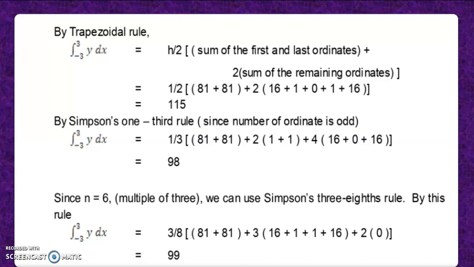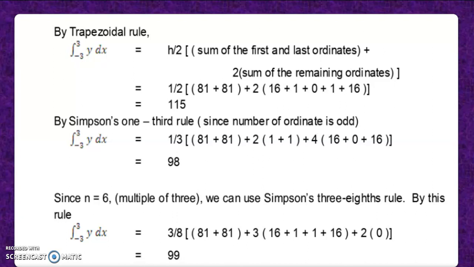Now by Simpson's 1/3 rule, here we have taken n as an even number. Since n is even, meaning the number of subintervals is even, automatically the number of ordinates will be odd. The y values in the table are odd in number. So integration from minus 3 to 3 y dx is equal to 1 by 3 into the same, you apply Simpson's 1/3 rule and substitute the respective values from the above table, then you will get 98.